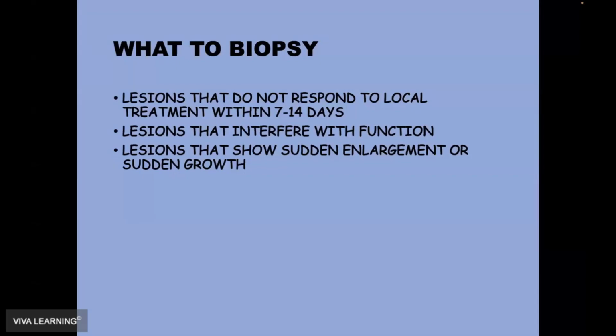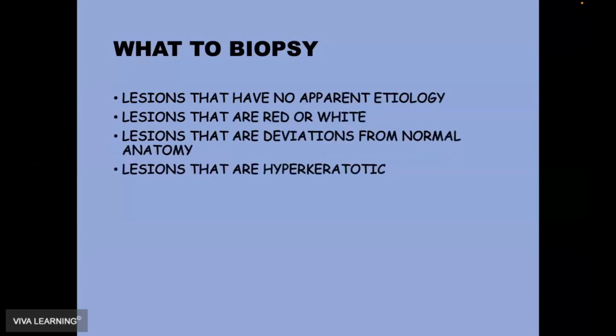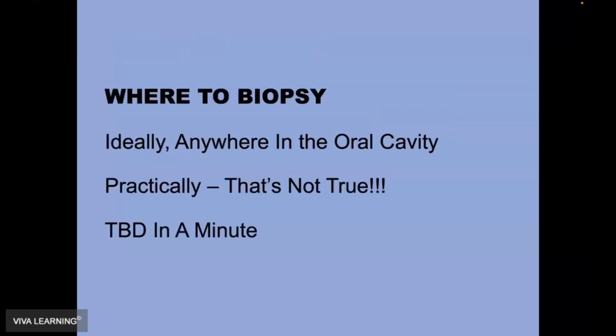Lesions that interfere with function. There's a little something on somebody's lip, and every time they eat, they bite it. That should be biopsied. Lesions that show sudden enlargement, sudden growth, things like that need to be biopsied. Lesions that have no apparent etiology. It's there, you don't know why it's there. Lesions that are red or white or red and white. Lesions that are deviations from normal anatomy. Lesions that are hyperkeratotic. Hyperkeratotic, what does that mean? Nothing more than there's an excess amount of keratin there.